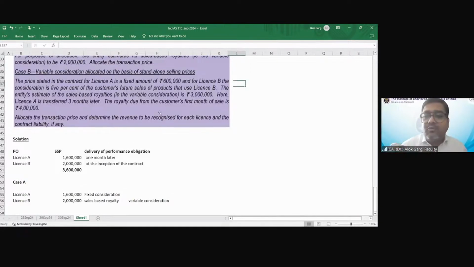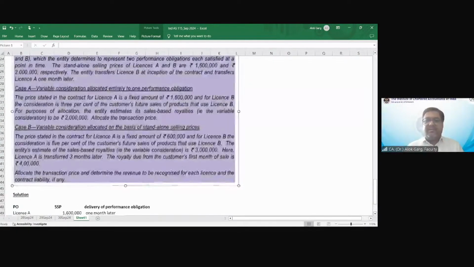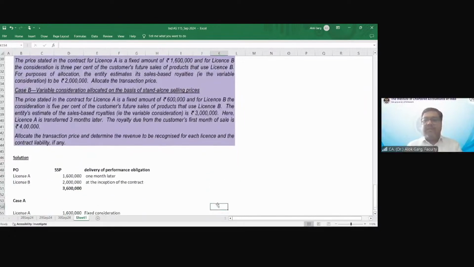And I am giving you 1 minute to read this case B and understand this case B. Please read this case B. Okay, what case number B is talking about. Please read that. So case number A is pretty simple, right? What is case number B talking about?